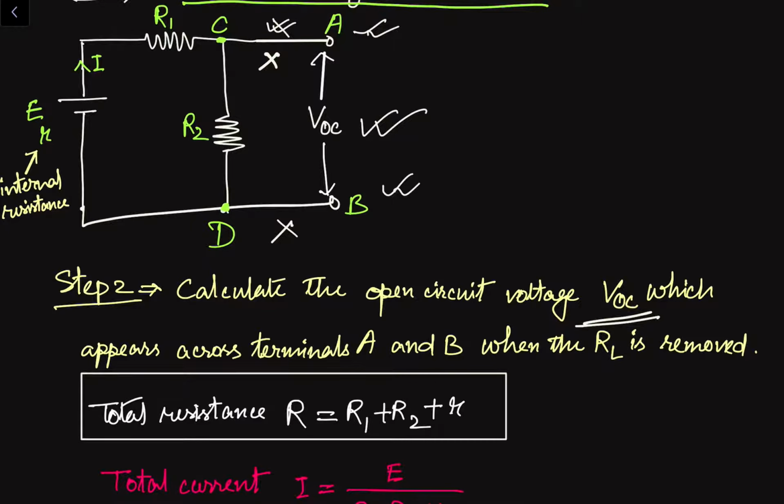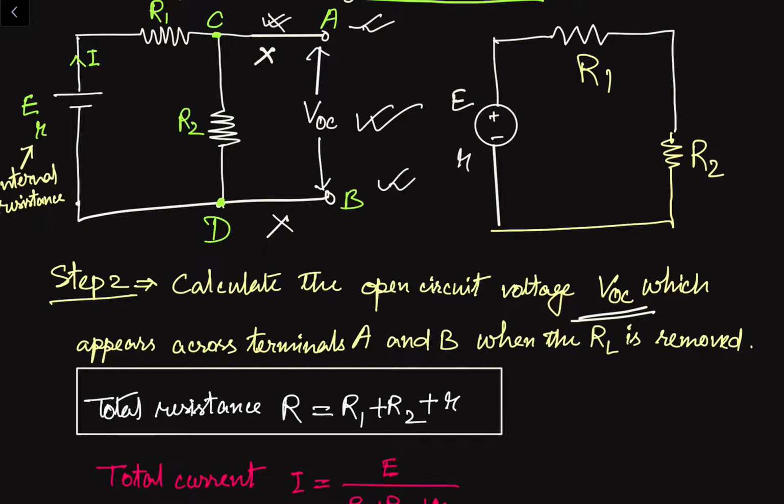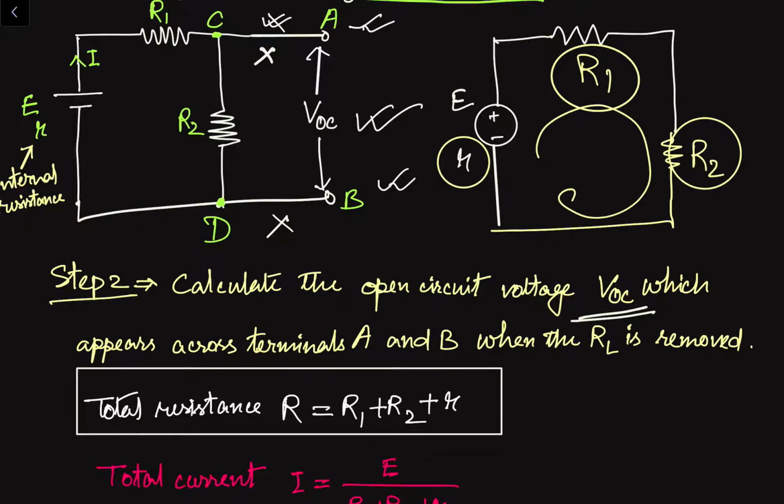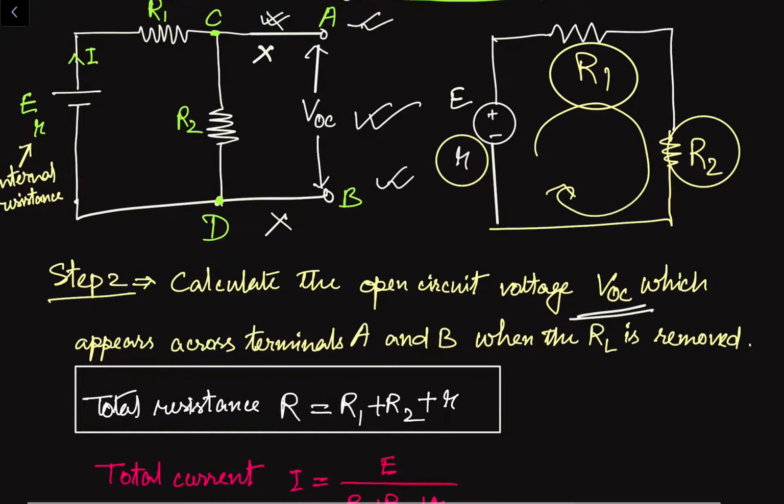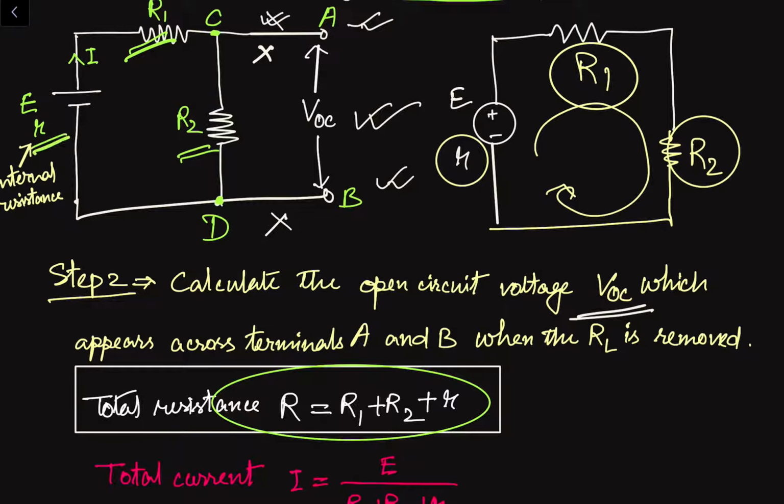After removing the load resistance, this is the circuit. We have another resistance here. We can see that this R value, this R1 value and this R2 value are all in series connection. So what will be the total resistance? We have to add them because they are in series. The equivalent or total resistance will be R equal to R1 plus R2 plus R. This is the R1 value, this is the R2 value and this is the R value. The R value is the internal resistance of this voltage source.